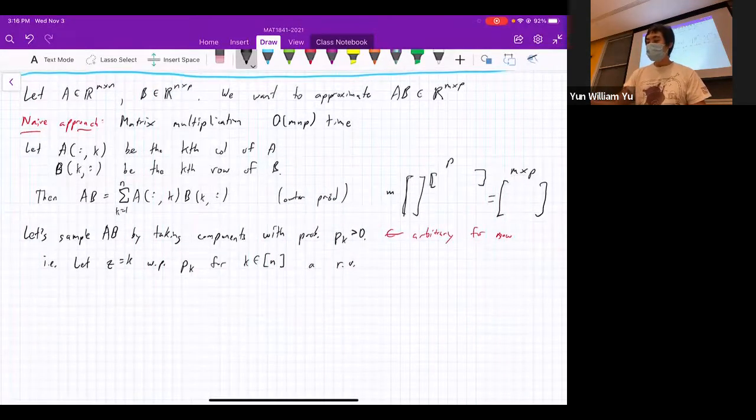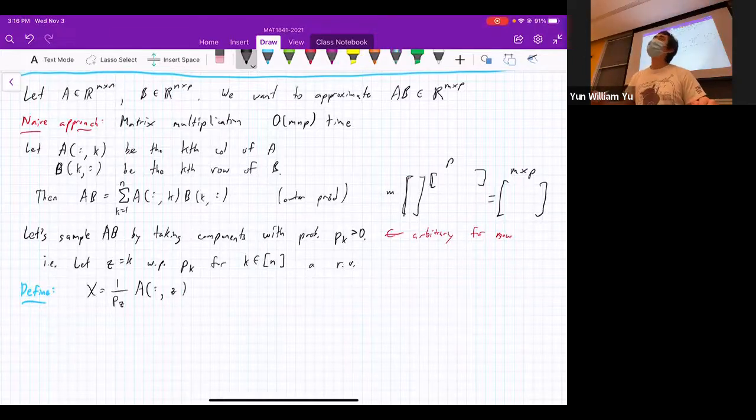And once we've defined this random variable z, well then of course we can define the sampled matrix, which is also a random variable. So we're going to define the sampled matrix X, which is going to be 1 over p_z times the z-th column of A, column number z of A.